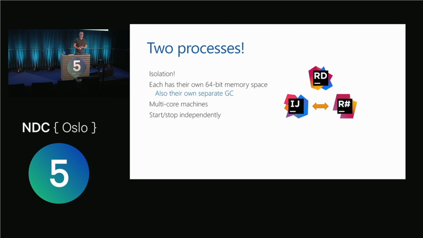They have their own memory space. They have their own garbage collection, which is also interesting because the UI may be pausing while the backend is doing things. But in theory, shouldn't matter. You have two processes running, and you have those separate things. It's really nice on multi-core machines because front-end and back-end could, in theory, run on different cores and all of those things. And you can even start and stop both sides independently.